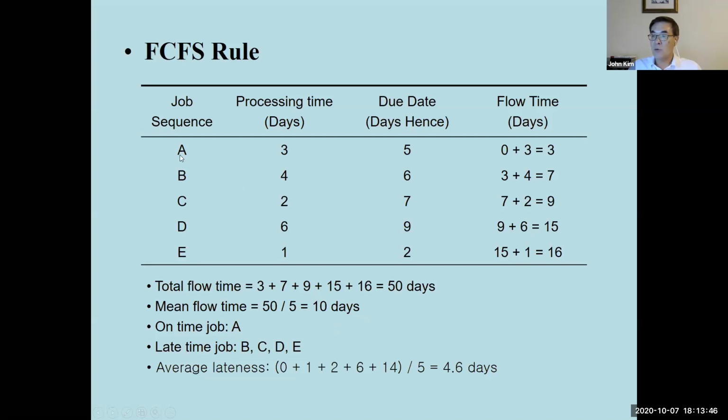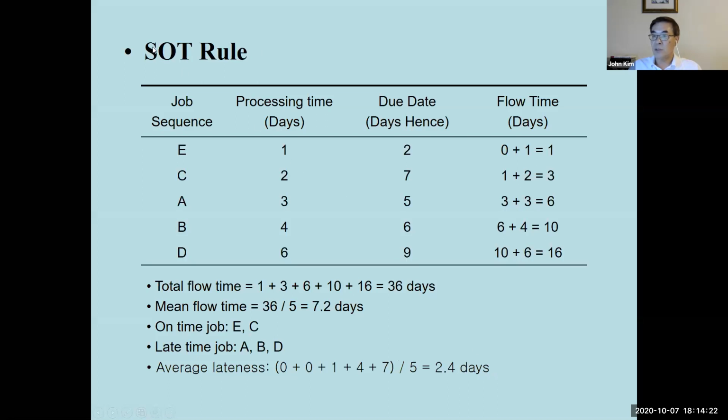And the on-time job is only one. A meets the due date. Others miss the due date, late. And then lateness. Job A meets the due date, so 0 lateness. Due date is 6, but this one finishes on the 7th day, so 1 day late, and 2 days late and so on. So total lateness divided by the number of jobs equals average lateness.